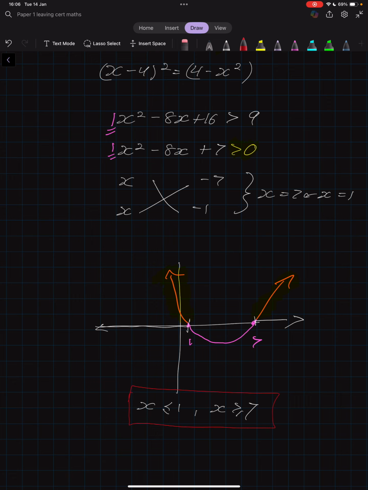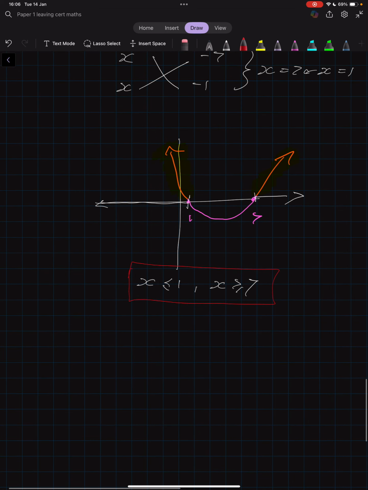Okay? And then if we plug that back into the original equation, the original equation is just the magnitude.